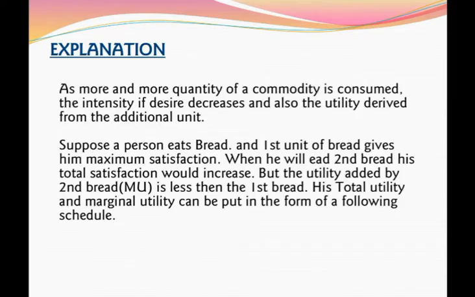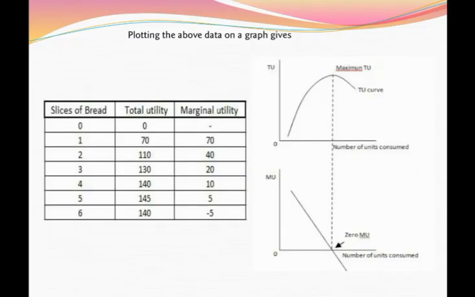Here the same thing is explained with the example of bread: what is marginal utility, how it keeps on decreasing, and what is total utility. Always remember that total utility always increases because we keep on adding all the utilities derived from different units of consumption. Let us understand this from the given table and the diagram.